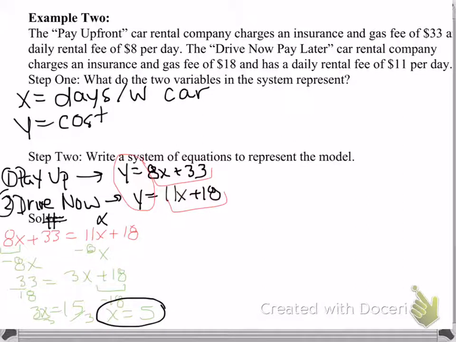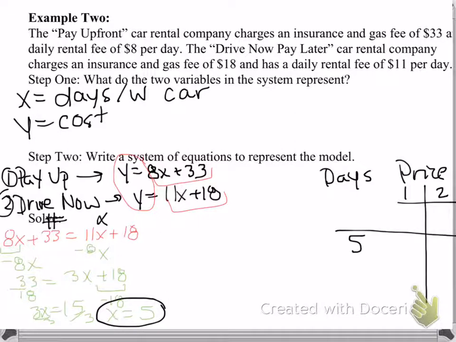So if we kind of make a chart over here, so we have days, and then we got price, you got 1, and you got 2. So let's do day 5. Well, day 5, those costs are going to be the same. But what happens if you have it for less than 5 days or more than 5 days? We can figure that out. Let's kind of use this chart, see what happens.